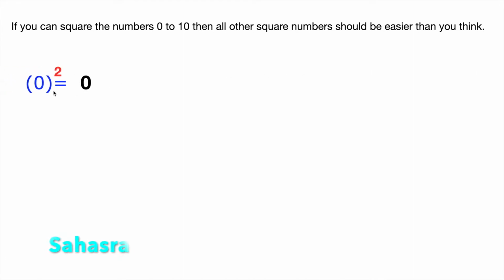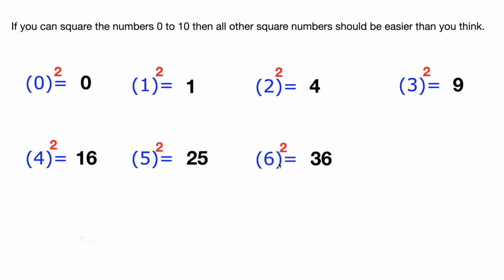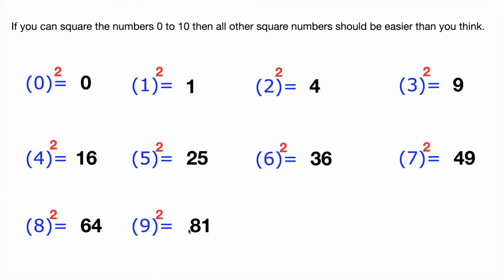For example, 0 squared equals 0, 1 squared equals 1, 2 squared equals 4, 3 squared equals 9, 4 squared equals 16, 5 squared equals 25, 6 squared equals 36, 7 squared equals 49, 8 squared equals 64, 9 squared equals 81, 10 squared equals 100.